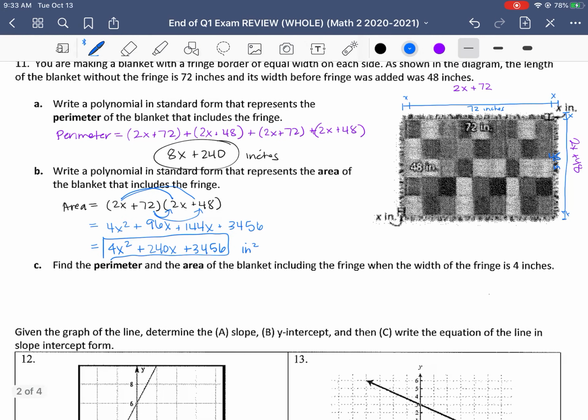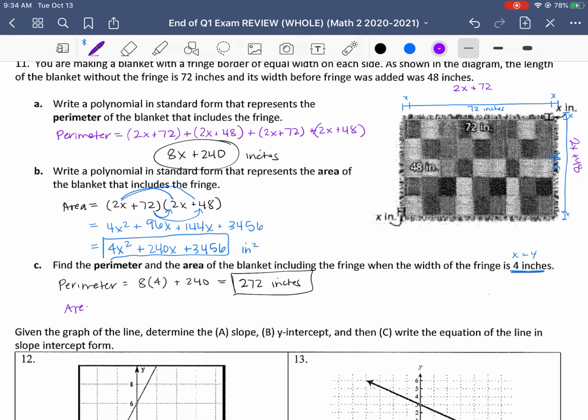Part C asks you to find the perimeter and the area of the blanket when the fringe has a width of 4 inches. So that's like giving us the x value. We know that x is going to equal 4. So really we can just use the polynomials that we built. If I want to find perimeter, I just take that polynomial from part A and I put 4 in for x. When we do that, we get 8 times 4, which is 32, plus 240. That's going to equal 272 inches. So that would be the perimeter around.